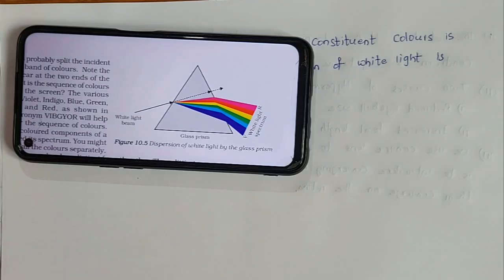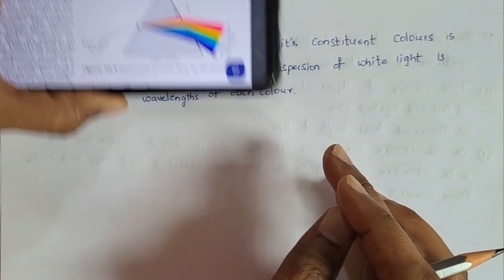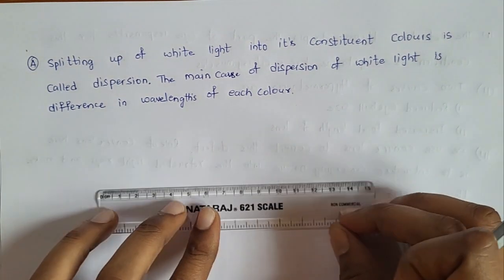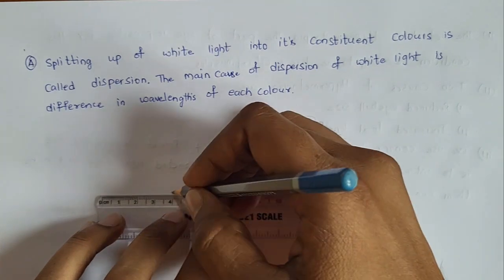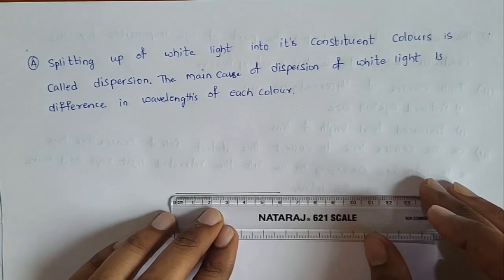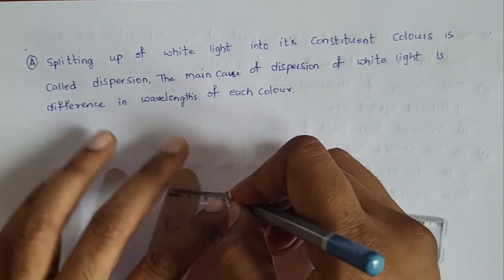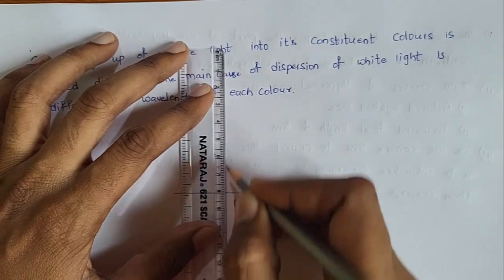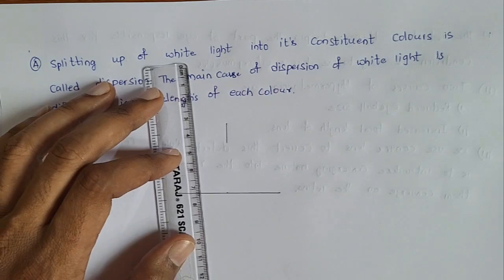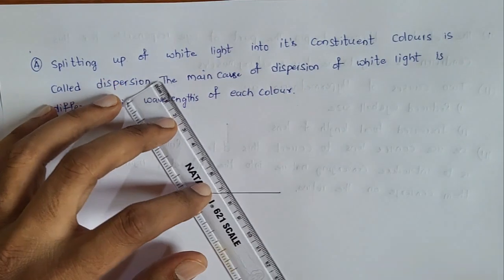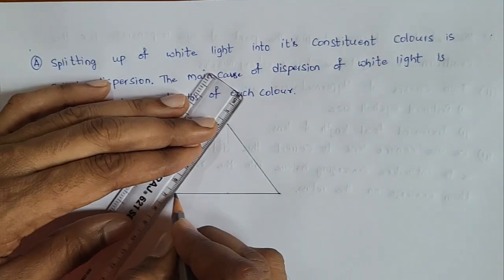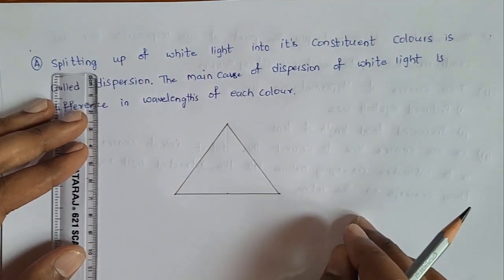Now let us draw the diagram. Take a glass prism, a triangular glass prism. How much is it? 6 centimeters. So at about 3 centimeters, you go up. Mark a point there, and from here and from here, this is the triangle.